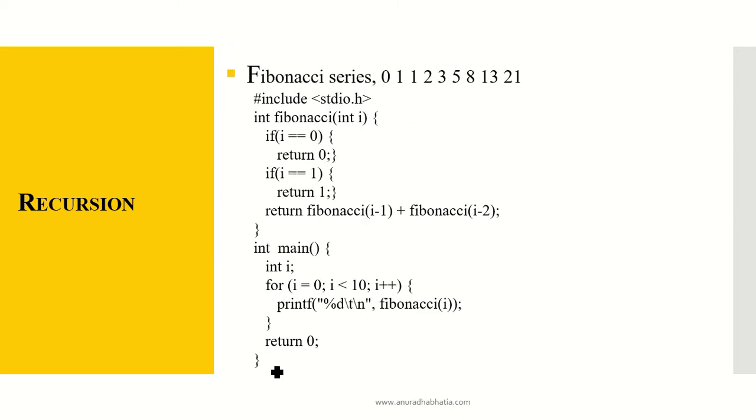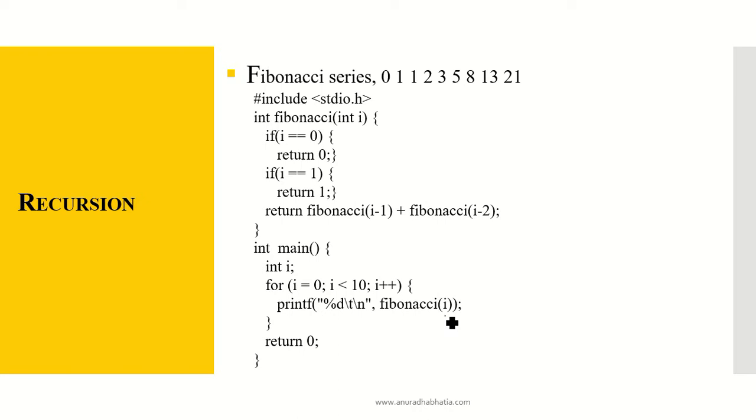Now let's see how recursion works for a Fibonacci series. We have a Fibonacci series over here, and if I have to print 0, 1, 1, 2, 3, 5, 8, 13, 21, how do we do it? So this Fibonacci series works from here.